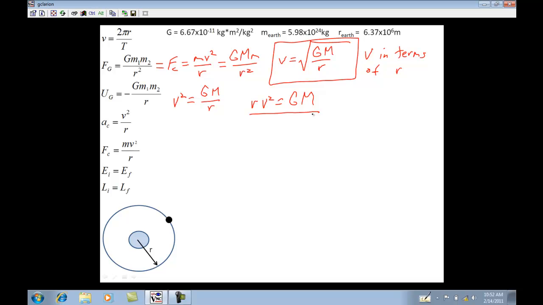Yes. R V squared is always equal to a constant. Okay? Big G and big M are a constant for any satellite. So we can actually rewrite this equation. Okay, so we know that this is a constant.